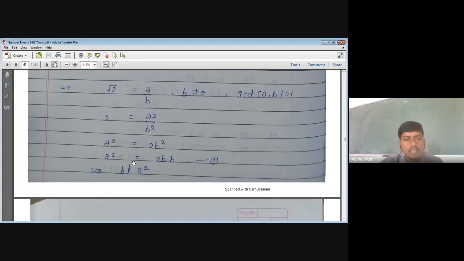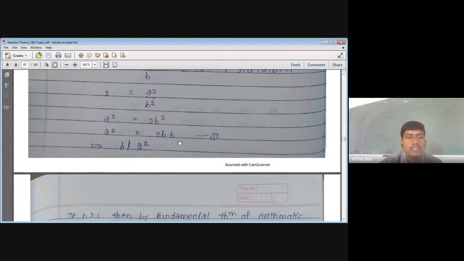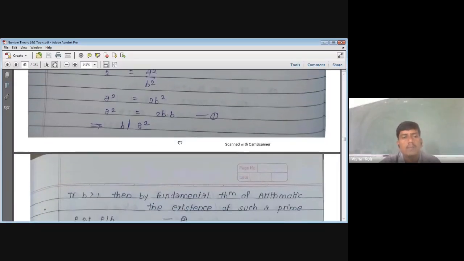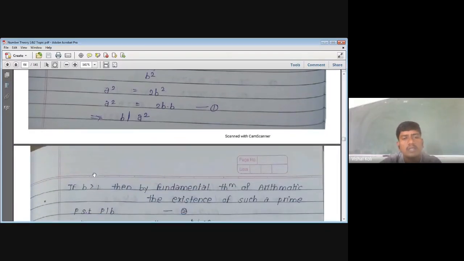As a square is a multiple of b, b must divide a square, that is, b divides a square. Now there are two possibilities for b: either b is a prime or composite. For that, let us consider b is greater than 1. As b is greater than 1, then by the fundamental theorem of arithmetic.